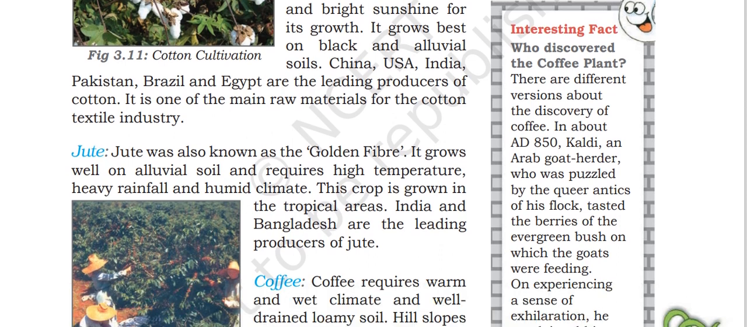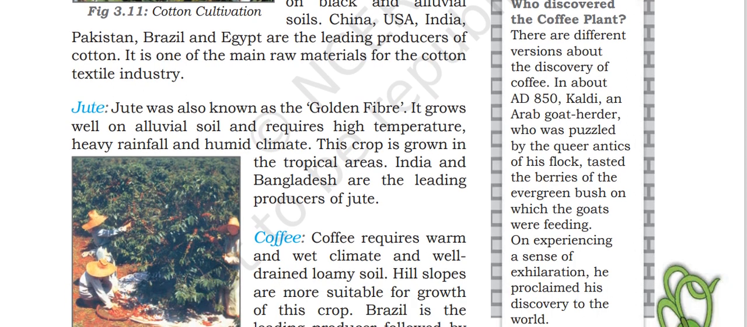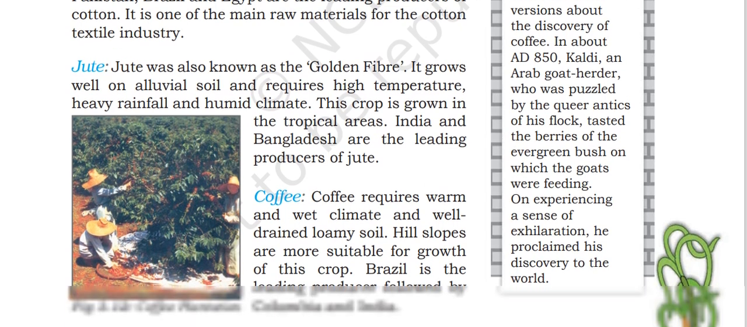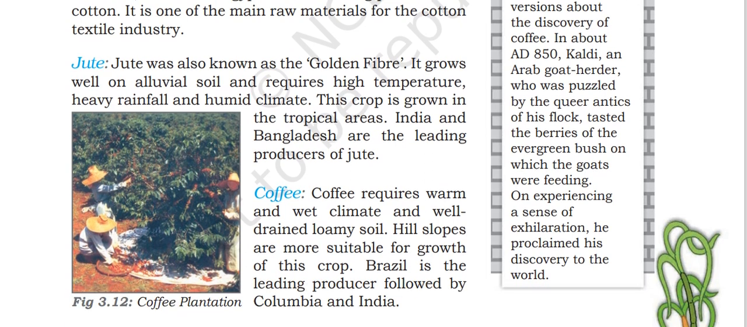Jute is also known as the golden fiber. It grows well on alluvial soil and requires high temperature, heavy rainfall, and a humid climate. This crop is grown in the tropical areas. India and Bangladesh are the leading producers of jute.